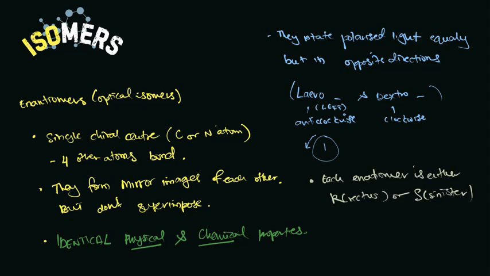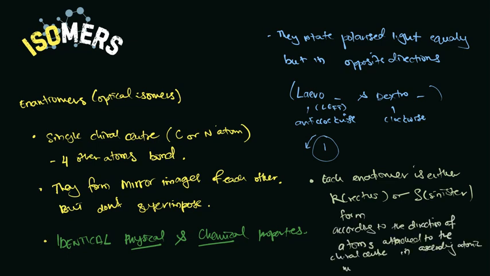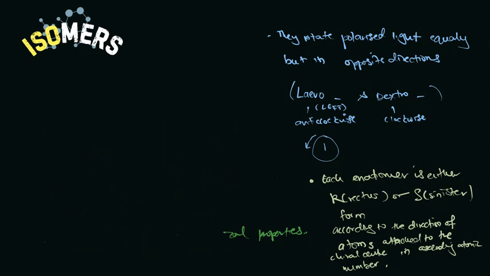Each enantiomer is either an R (rectus) or S (sinister) form. This is distinguished according to the direction of atoms attached to the chiral center in ascending atomic number. This can get slightly confusing, so let's have a look.